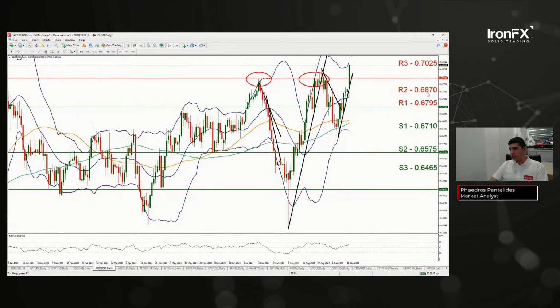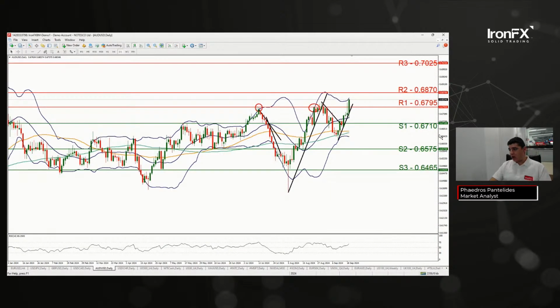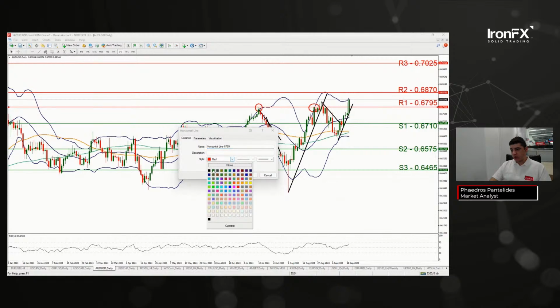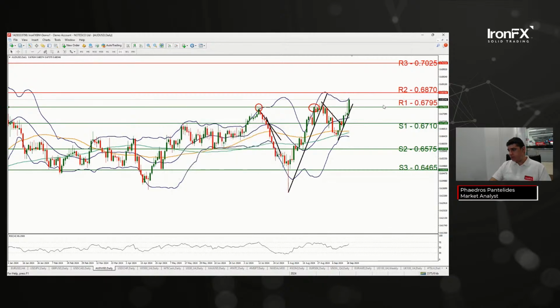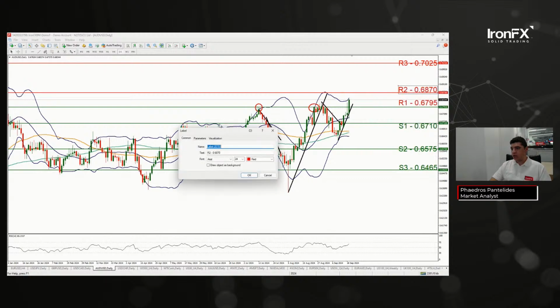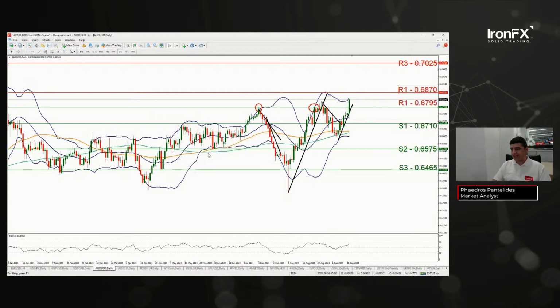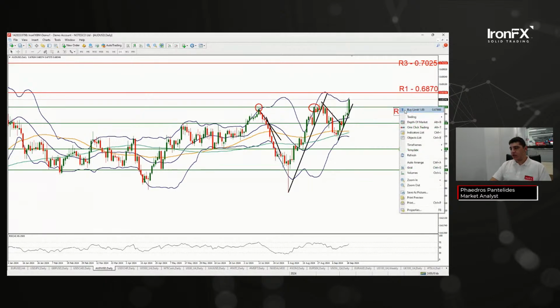Moving on to the Aussie, which is continuing in its upwards ascent, having broken above that 0.6795 R1 resistance line, which is now resistance turned to support. Next target for the bulls could be at R2, 0.6870. That is my R1. Aussie gaining. Australia's employment data coming in better than expected, exceeding expectations, implying a resilient labor market in Australia.